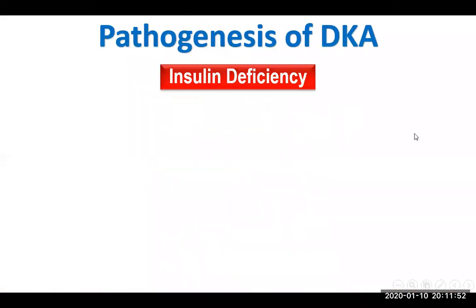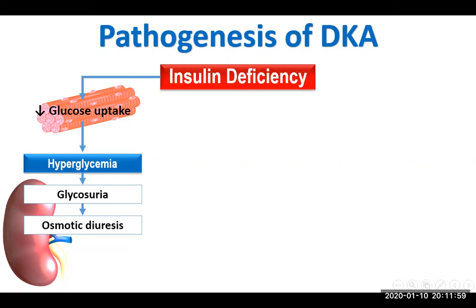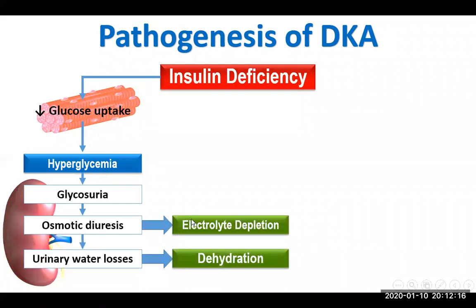Pathogenesis of DKA, this is just a hint about the pathogenesis. It is mainly insulin deficiency, either absolute insulin deficiency in type 1 or relative insulin deficiency in some cases of type 2. Insulin deficiency leads to decreased glucose uptake, which leads to hyperglycemia. This is one of the pathognomonic criteria of DKA. And of course, glucosuria and osmotic diuresis, and this leads to electrolyte depletion and urinary water loss, which leads to dehydration, which is another pathognomonic feature of DKA.